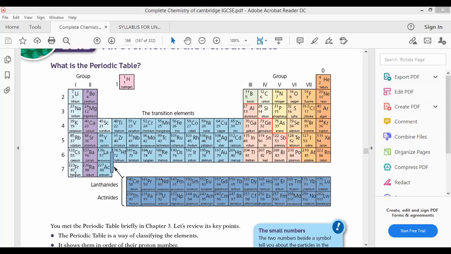Take a second example, group 2 elements. First 4, then 12, 20, 38, 56, 88. So when we go down from top to bottom within a group, their atomic number increases. That's why you can say they arrange elements in the periodic table by increasing their atomic number.